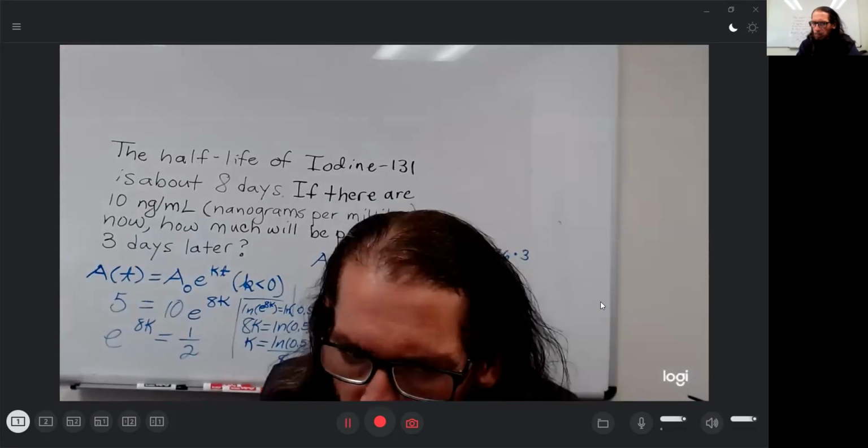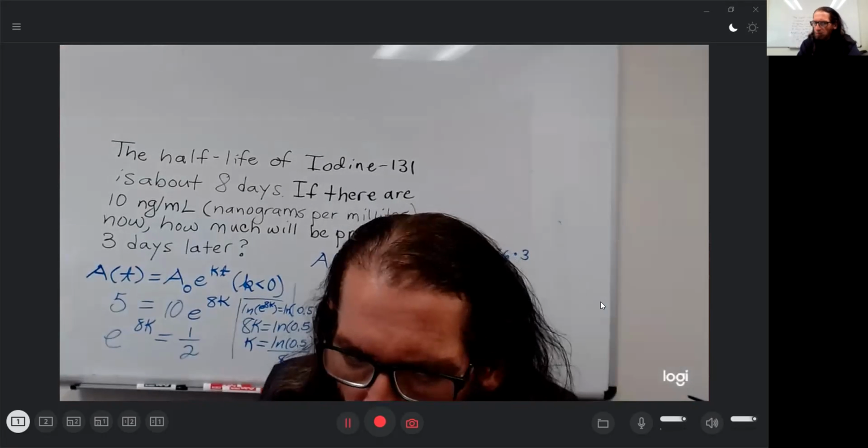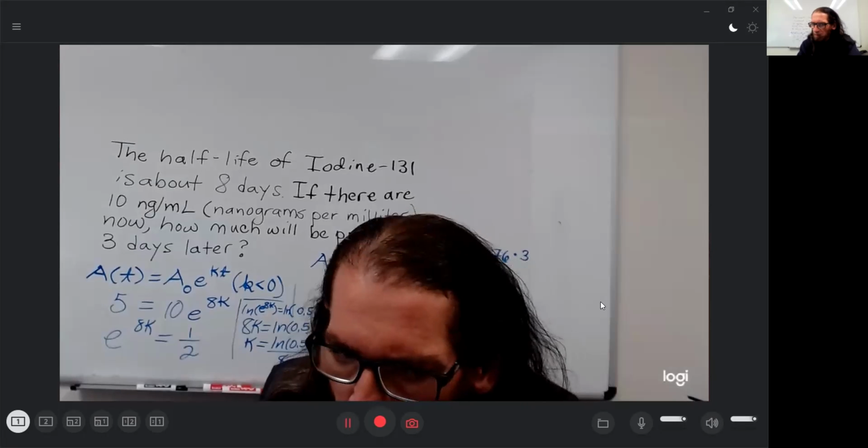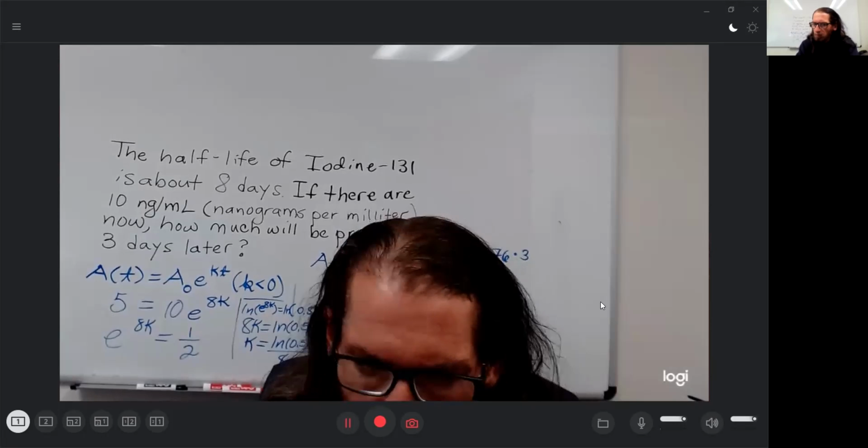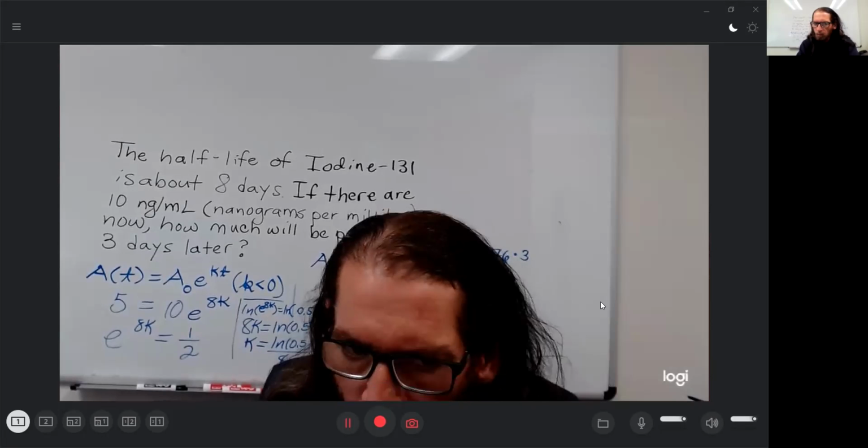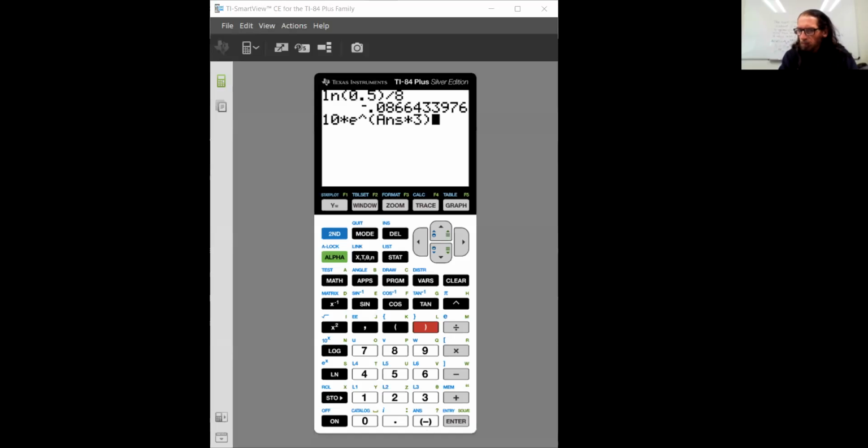10 times E to that previous answer multiplied by 3. This is how it's going to look. And pressing enter, we would have approximately 7.7 nanograms per milliliter remaining. Watch what it says for rounding, and it'll probably tell you to not round until the end. So I didn't round what I had for K or anything else at an earlier point. But at the end, maybe that would get rounded to 7.7 nanograms per milliliter.